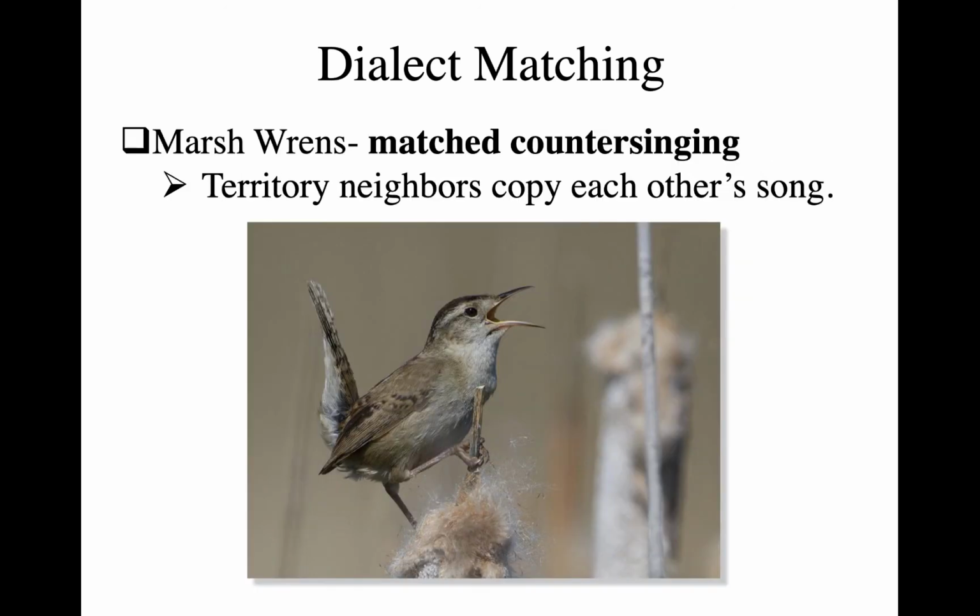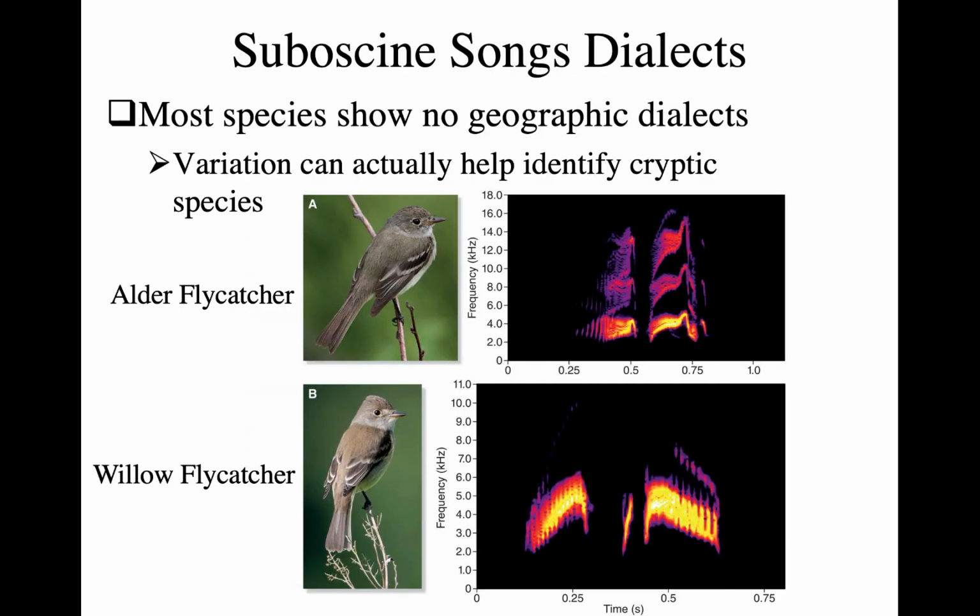In some species, like marsh wrens, they show what's called matched countersinging, where territorial neighbors will copy each other's song. In some regards, this might be a test of their quality, like how well you can recreate the same vocalization as I can, as a sign of dominance and competence. So a lot of oscines do show this regional dialect development, but there are other species that do not show geographic dialects. And that is true of most suboscines.